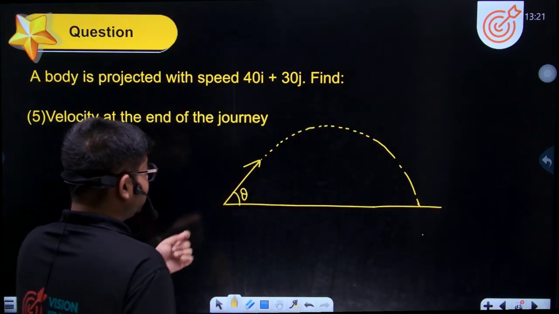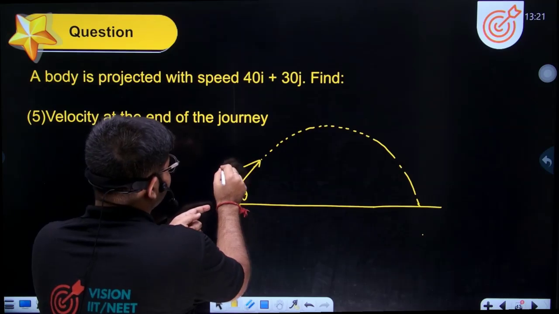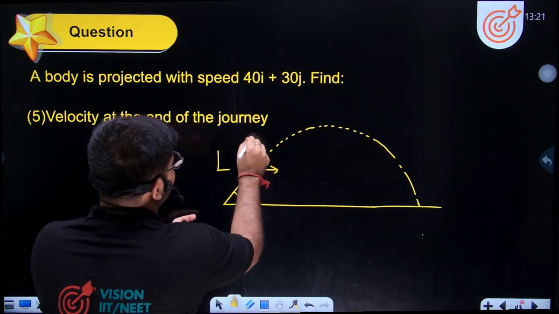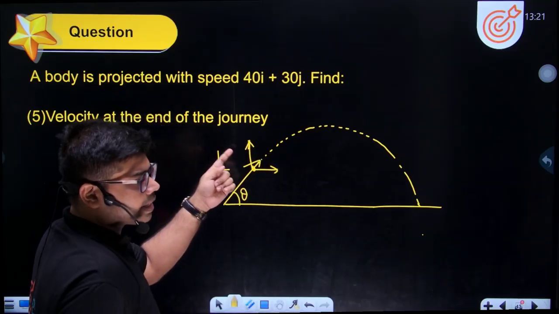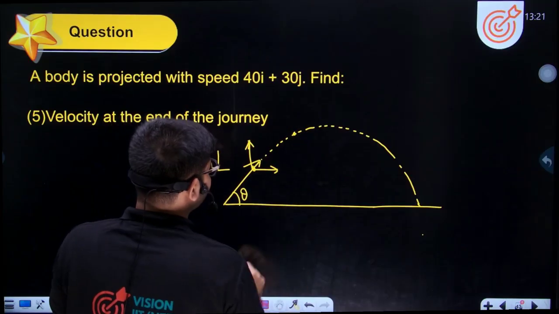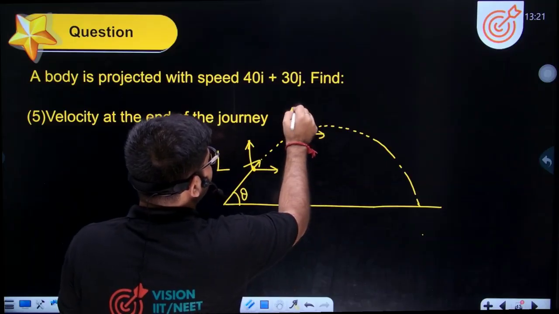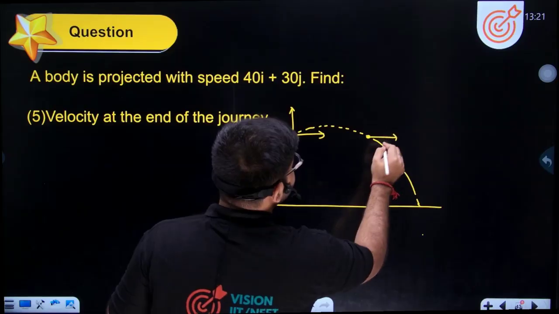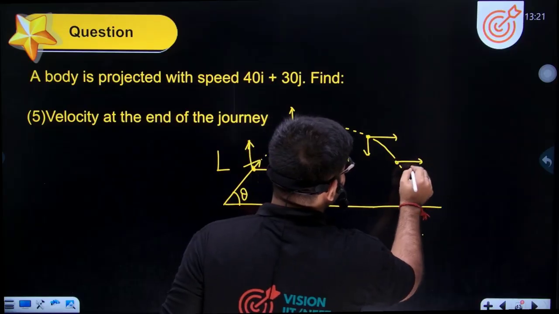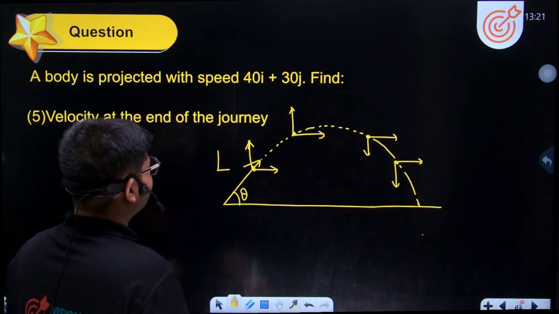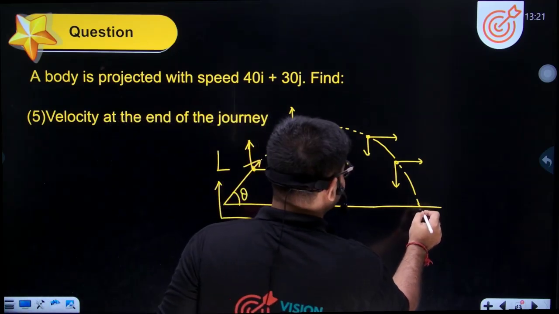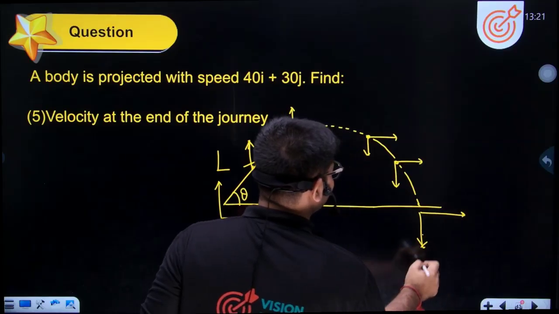What I mean to say is that at any point you can split the velocity into two: एक है Vx, एक है Vy. At this point also I can split the velocity into two, Vx and Vy. Similarly, यहाँ पे क्या होगा? Vx is going to be constant, but the value of Vy is going to be downward. तो इनिशियली मेरा Vx इस दिशा पे था, Vy इस दिशा पे था. फाइनली आके सेम होगा Vx का दिशा, बट Vy का दिशा उल्टा हो जाएगा.